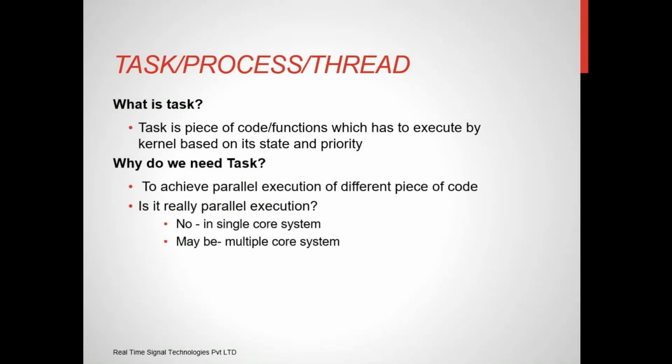A task is a piece of code which is executed by the kernel based on its state or priority. In task management, the kernel keeps track of the state of each task and the priority of the task, and the scheduler schedules tasks accordingly. We need to divide our program into different tasks to achieve parallel execution of different pieces of code.